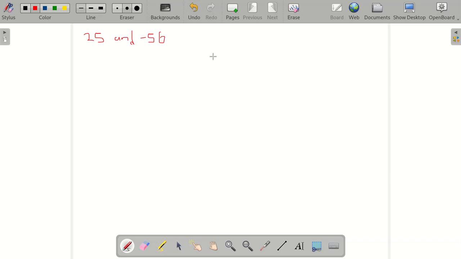For each and every question, we'll be starting with the powers of 2. So what is 1 times 2? It's 2. 2 times 2, we have 4. 4 times 2, we have 8. 8 times 2, we have 16. 16 times 2, we have 32. 32 times 2, we have 64. Then 64 times 2, we have 128.